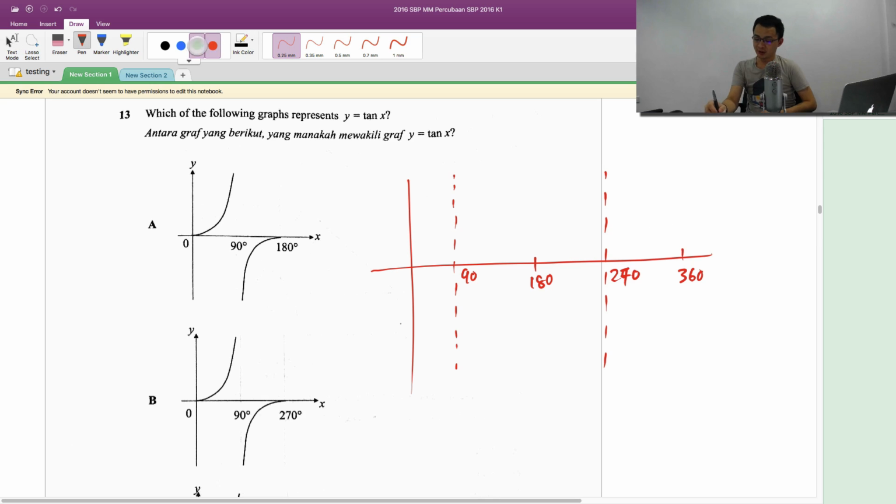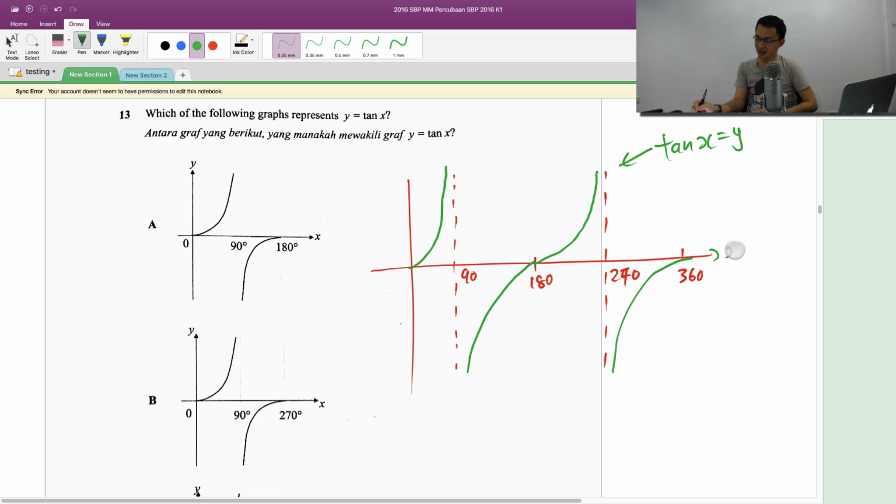So my graph should go from 0 up to very close to this line, but I cannot touch the 90. And then come down from the bottom, passing through 180 and get very close to 270, but I will not touch 270 because it will go up to infinity, and then come down from the bottom, stop at 180. This is how the tangent graph will happen.